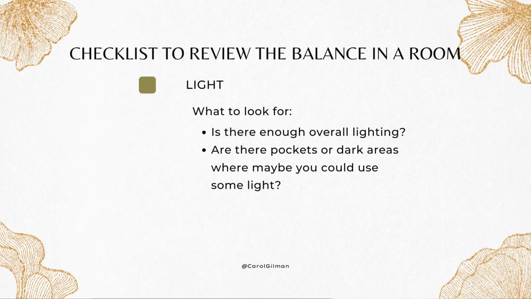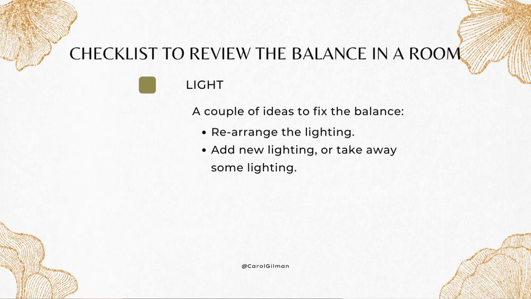And then take a look at the layout of the lighting. Where do you have different lighting? Is there a sense of balance? Or are there certain pockets of the room that maybe could use a little bit of lighting? Just check that there's enough lighting in the room and that there's a balance of lighting in the room. And if there isn't, what can you do to maybe change some lighting around or add a little bit more lighting so that there is more balance?